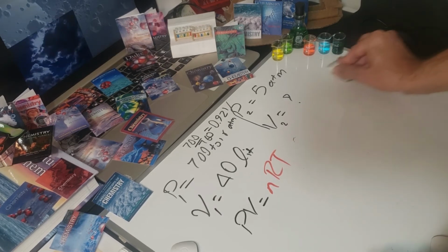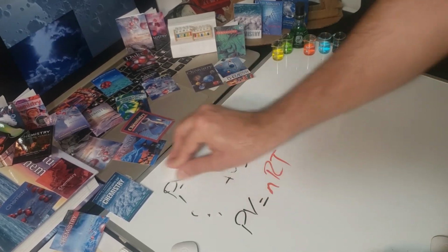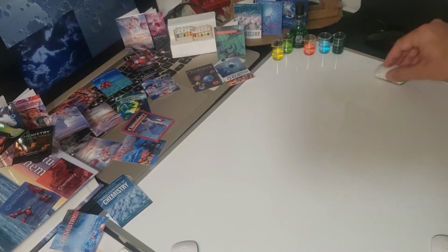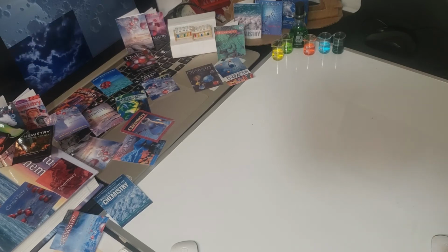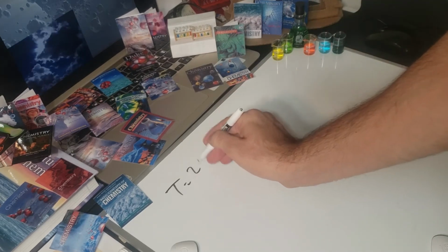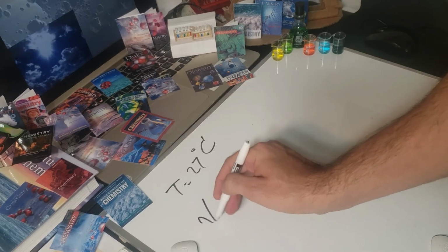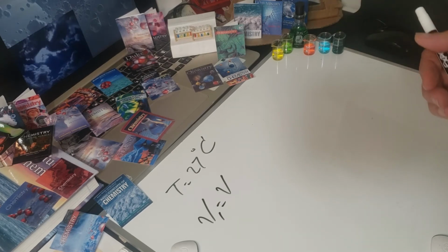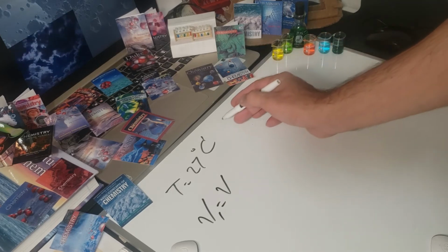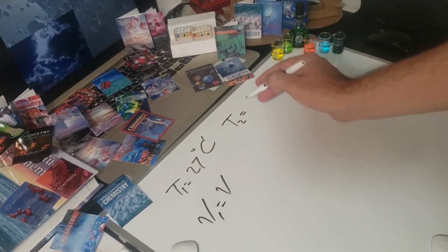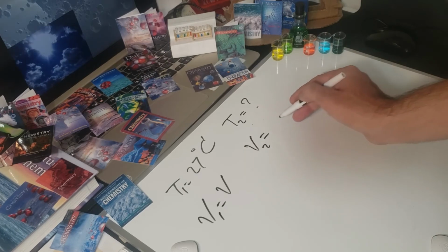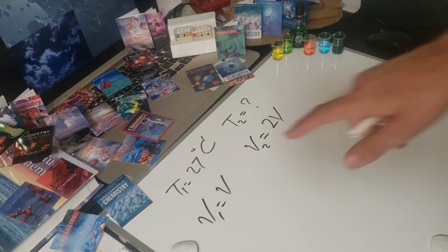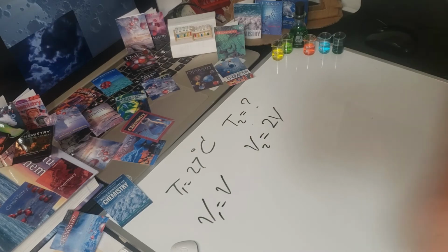Let's do yet another problem. Let's say the temperature of a sample is 27 degrees centigrade and the volume is V, we don't know, it's a given volume, but let's say what would be the T2. So T1 is this. If the volume is doubled, it would be 2V at the end. Again, you can see it's T and V that are changing.